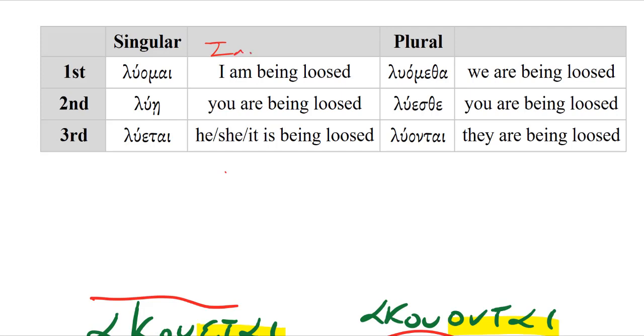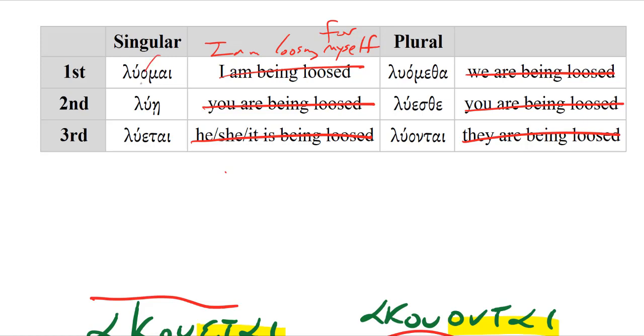So it would be I am loosing, because it's progressive. I am loosing. It could be I am loosing myself, but more likely it's going to be for myself, in my own interest. I am loosing for myself. You are loosing for yourself. He is loosing for himself. We are loosing for ourselves. You guys are loosing for yourselves. They are loosing for themselves.